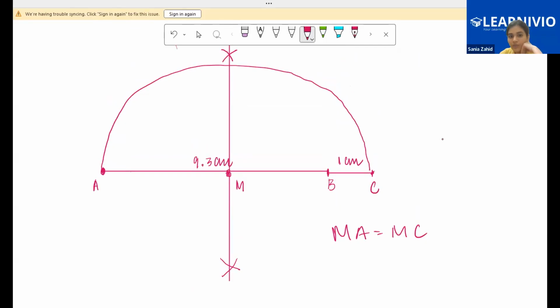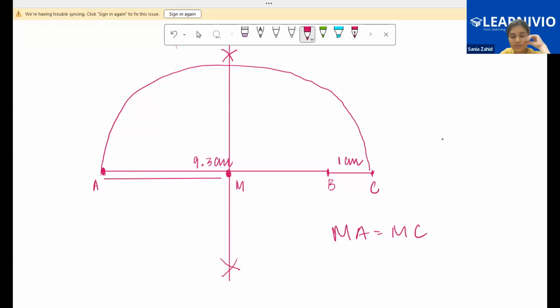Now the radius of the compass should be MA. You keep the needle of the compass on point M and open up till point A. The pencil should be on point A. You got that much radius? Yeah. Right?